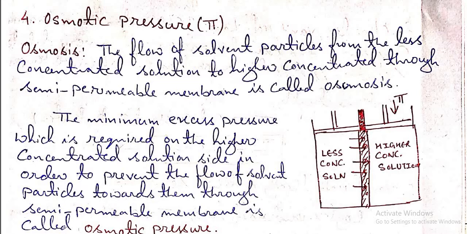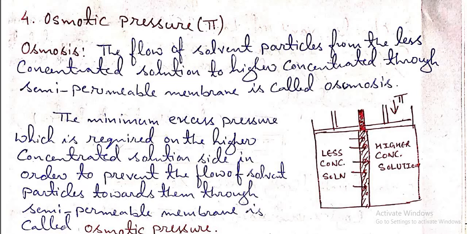Okay, today we are going to do the last colligative property, that is osmotic pressure. Now let us try to understand what this colligative property is. So before that we'll understand the term osmosis. We are familiar with the term known as diffusion.